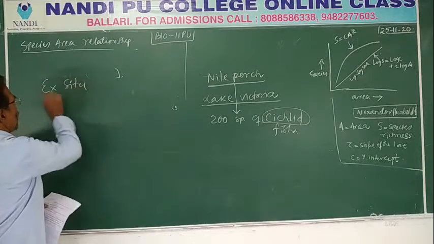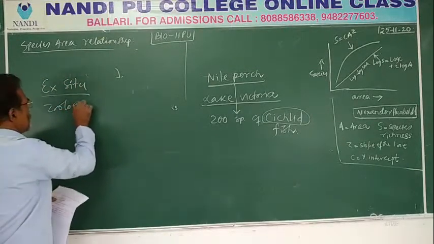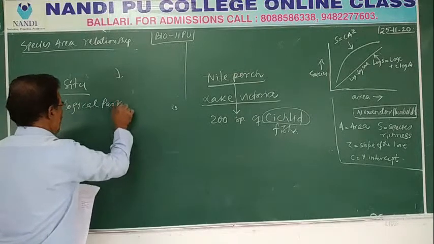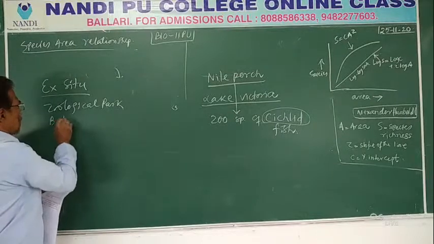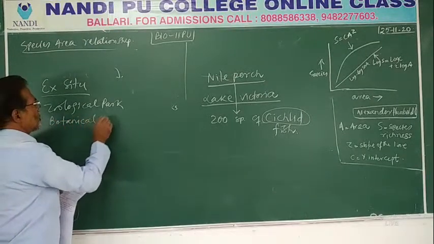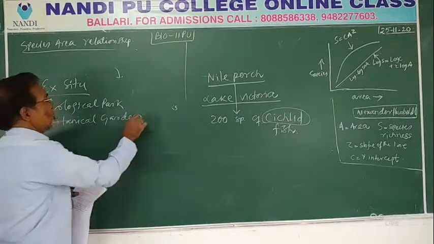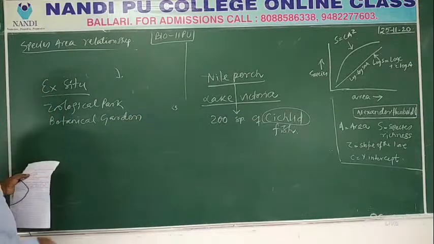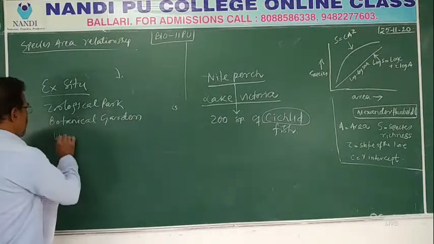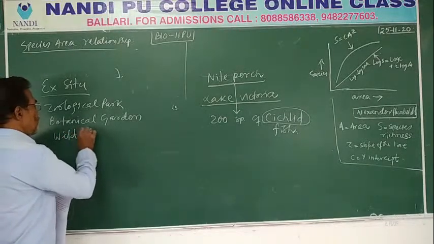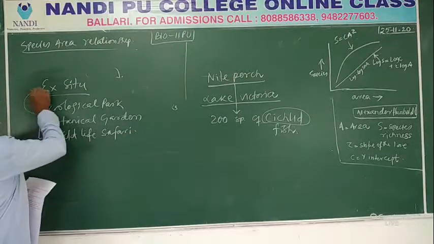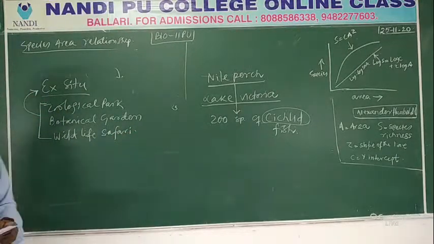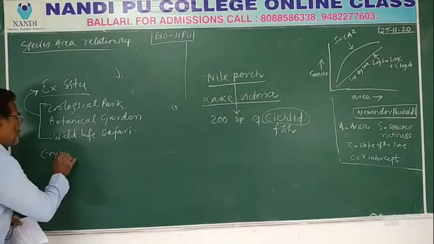That also you have to remember. First one is geological park, start writing. Under ex situ conservation, geological park comes. Then botanical garden comes. This is also ex situ only, not their native place. Then we have wildlife safari. These are the places all related to ex situ conservation. Understand? And ex situ conservation we can also do by cryopreservation.